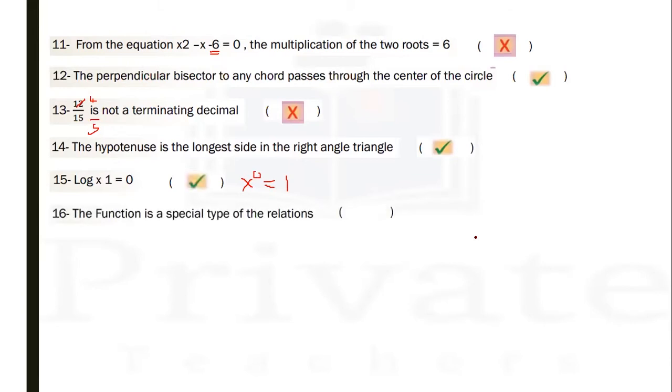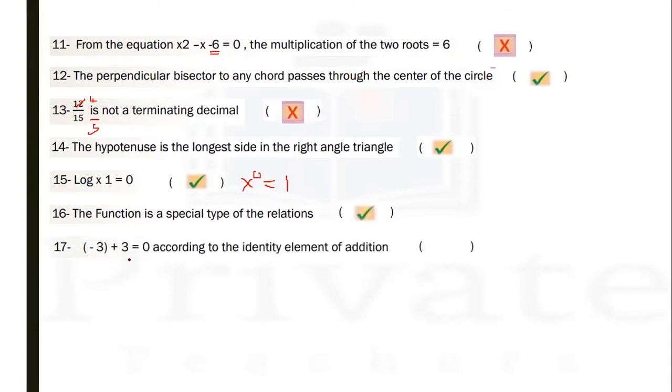The function is a special type of relations. Yes, because we have two conditions. If we find in any relation that the two conditions are applied, then it will become a function. The two conditions: all the elements in the domain are connected, and all the elements in the domain are connected to only one element in the codomain. So this information is true.